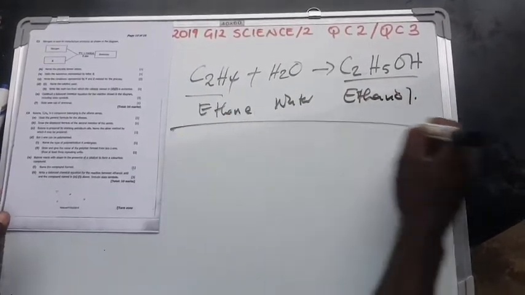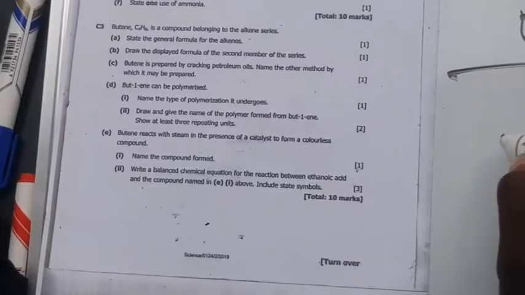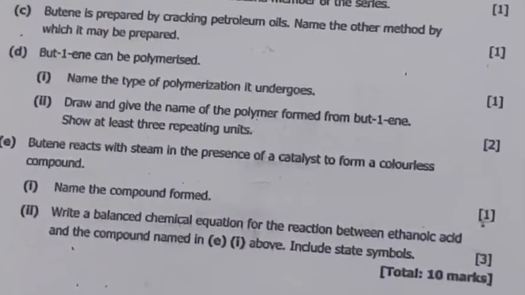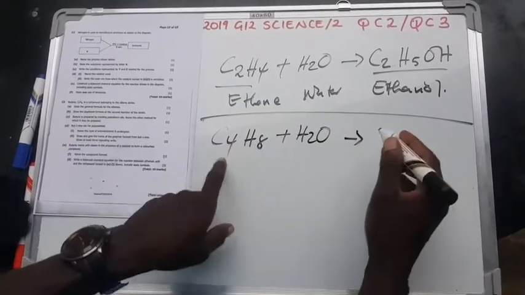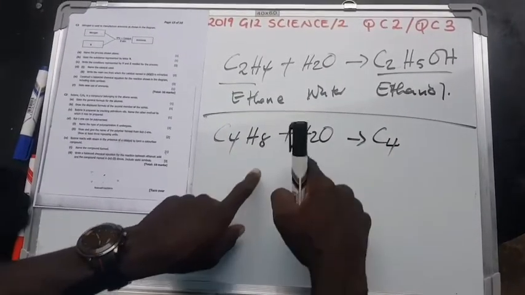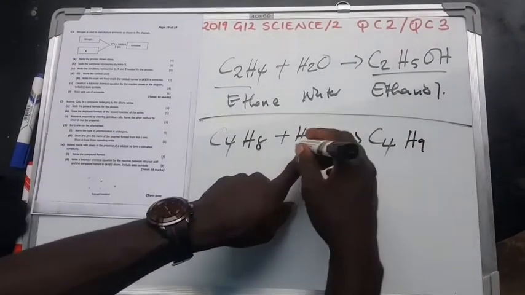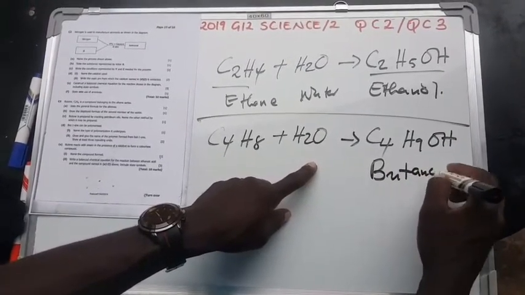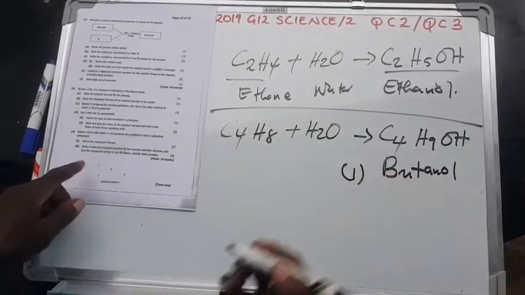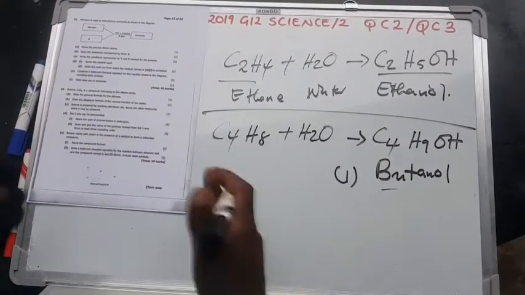So if we have butene reacting with water, butene is C4H8, plus water. We maintain the 4 there. Then we borrow one hydrogen here, it becomes C4H9, then there's one hydrogen that remained here with the oxygen. So this is butanol. This is the name of the compound which they wanted. So the name of the compound is butanol. I was just showing you how we can come up with the formula of butanol and the reaction which they were talking about.